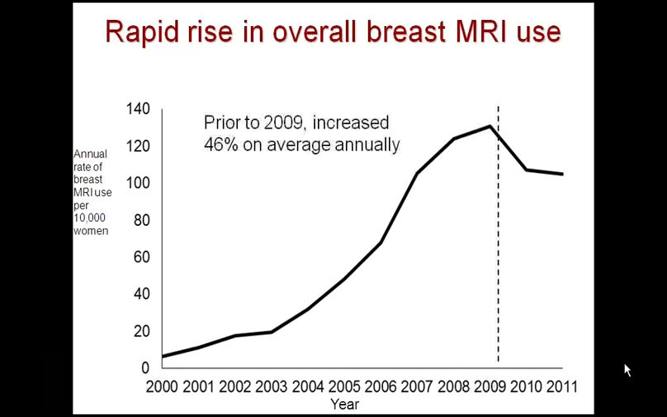And in fact, using joinpoint, it's a 46% average annual increase during that time period, which is pretty steep. And then in 2009, it begins to level off or decline. So that's overall. We can drill down and look by age and calendar year.